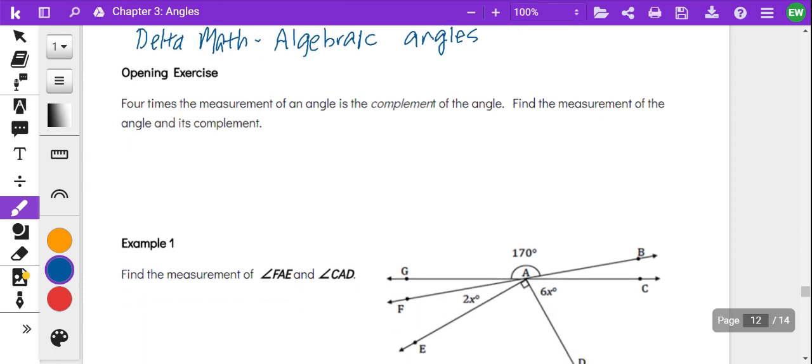Okay, opening exercise. 4 times the measurement of an angle is the complement of the angle. Find the measurement of the angle and its complement. We haven't done much without diagrams, but you should know that these angles are complementary, which means they are 90 degrees. Since this is a warm-up, I want you to go in and try this and then check your answer.